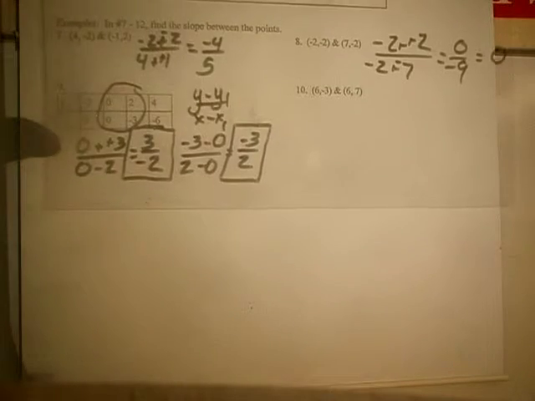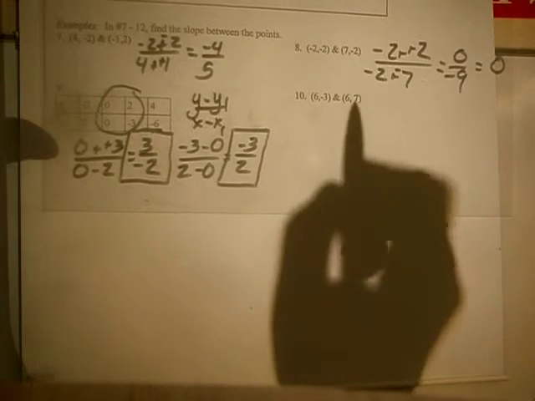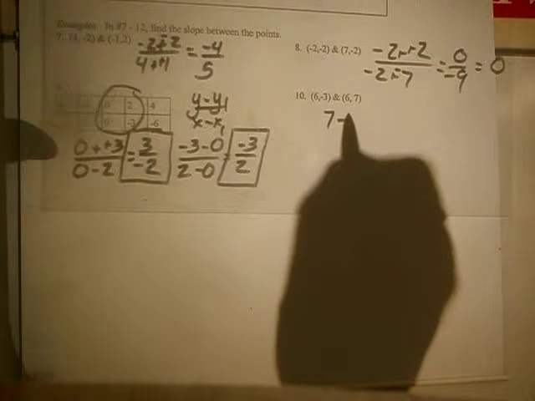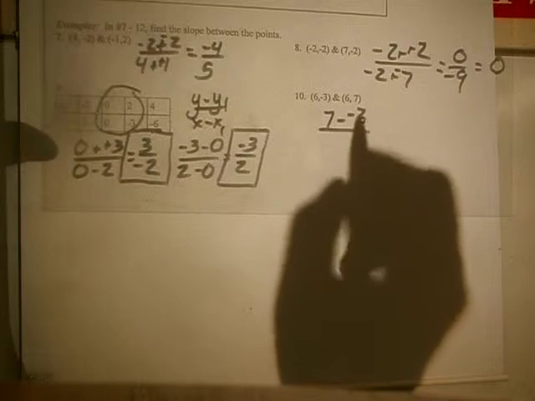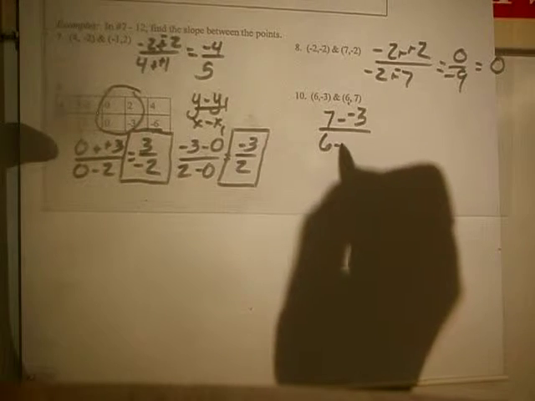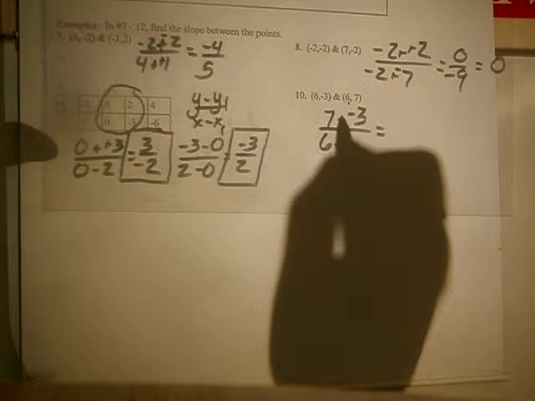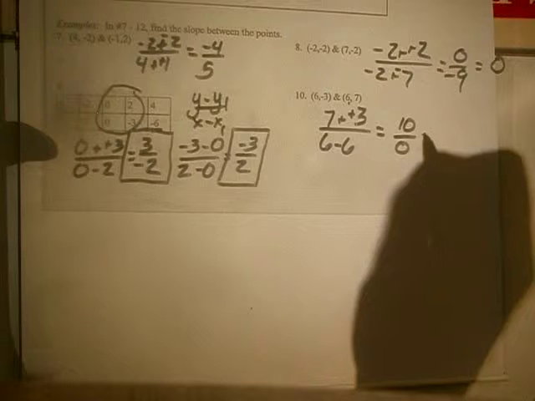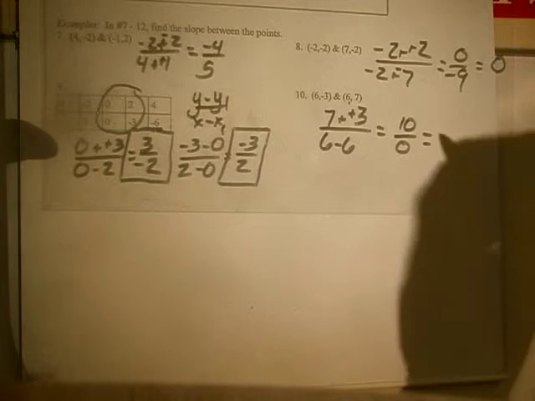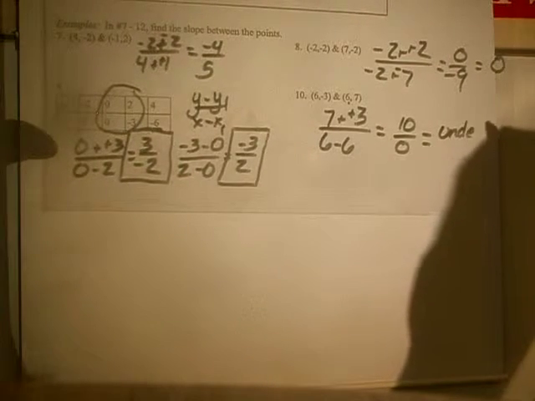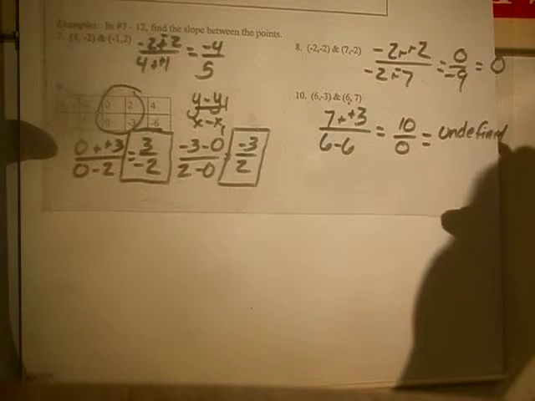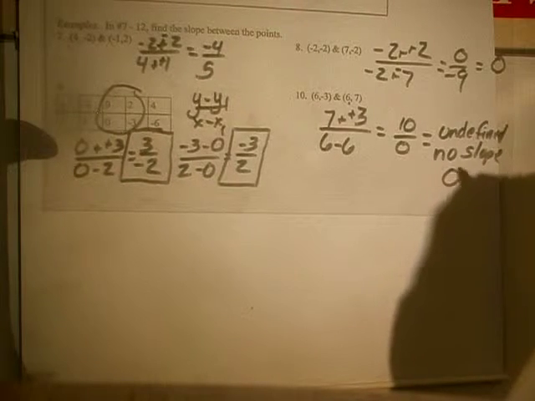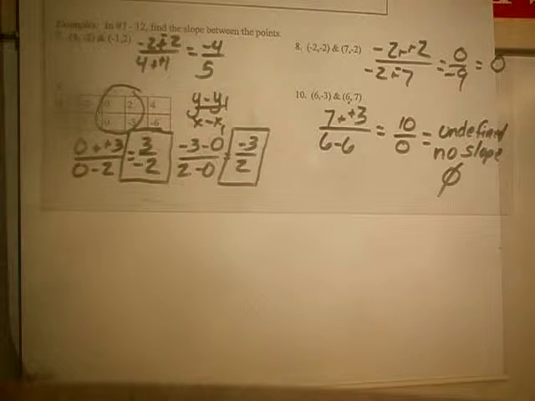Number 10, y minus y. I'm going to start with this y just because it's the bigger one. 7, subtract a negative 3. 6, subtract 6. When you zip zap that, you have 10 over 0. Dividing by 0 is undefined. And so that slope is undefined. I don't care if you want to say undefined, no slope, or empty set.